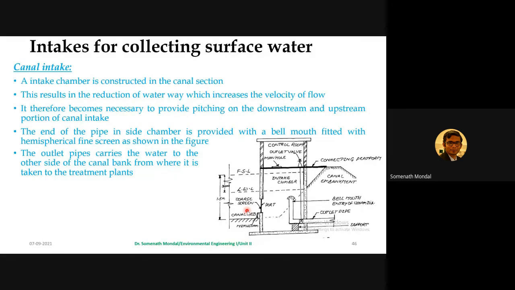The inlet to outlet pipe is of bell mouth shape with perforations of fine screens, as I mentioned in the previous case also. On its surface, the outlet valve is operated from the top, and it controls the entry of water into the outlet pipe, from where it is taken to the treatment plant. Fine. So this is the way a canal intake is constructed.